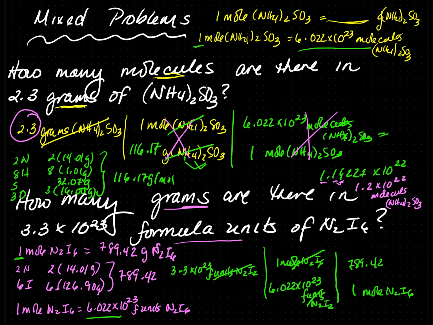So we're going to multiply 3.3 times 10 to the 23rd times 789.42 grams divided by 6.022 times 10 to the 23rd. And when you do that, you get 432.595. We need to do sig figs. Conversion factors don't count right here. So the first number is in scientific notation. Exponents don't count, so there's 2 digits. So 1, 2, and look 1 to the right. So it's 430. You have to place the 0 as a placeholder. And this is grams of N2I6.